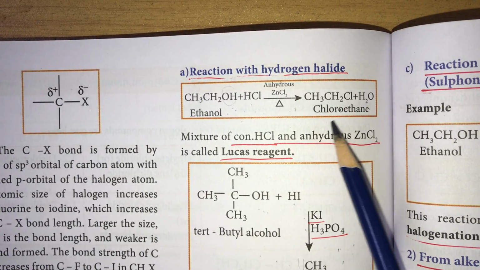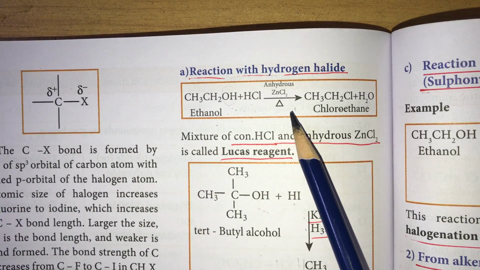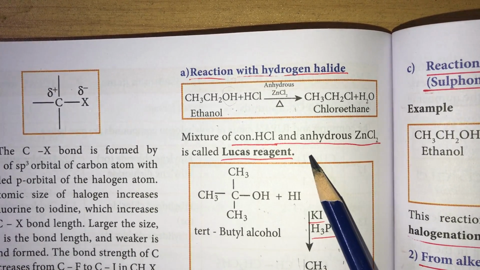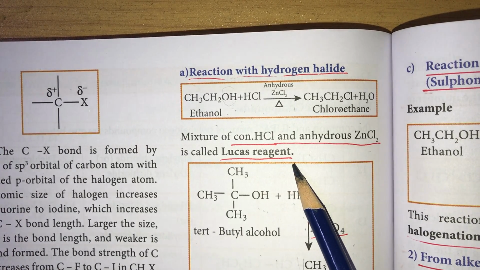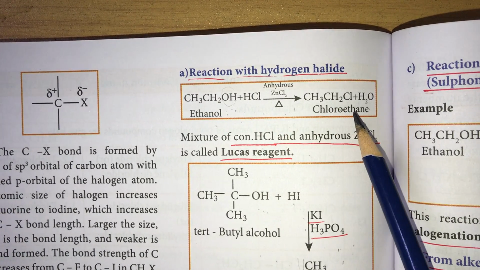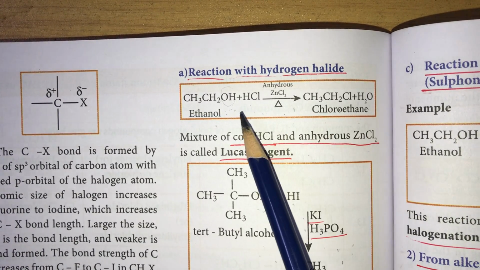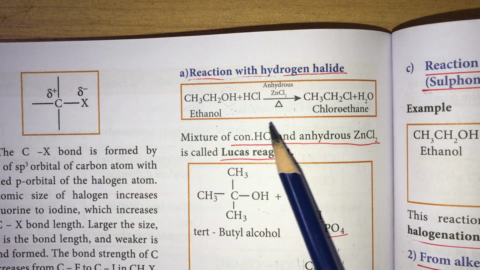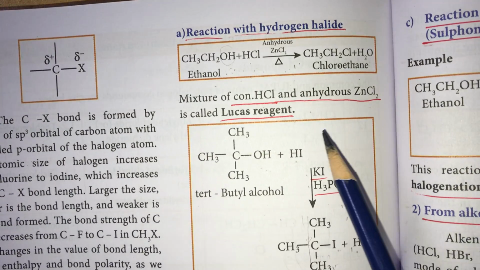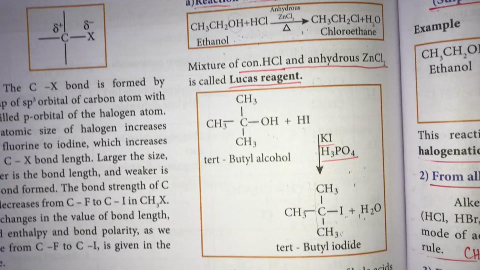The first preparation is of chloroethane from ethanol by treatment with anhydrous zinc chloride, that is Lucas reagent. What is Lucas reagent? Lucas reagent is the mixture of concentrated HCl and anhydrous zinc chloride. Ethyl alcohol on treatment with the Lucas reagent gives chloroethane or ethyl chloride. H and OH react and are removed as H2O, and chlorine gets substituted in place of OH. So this is the conversion of alcohol into alkyl halide by treatment with Lucas reagent.